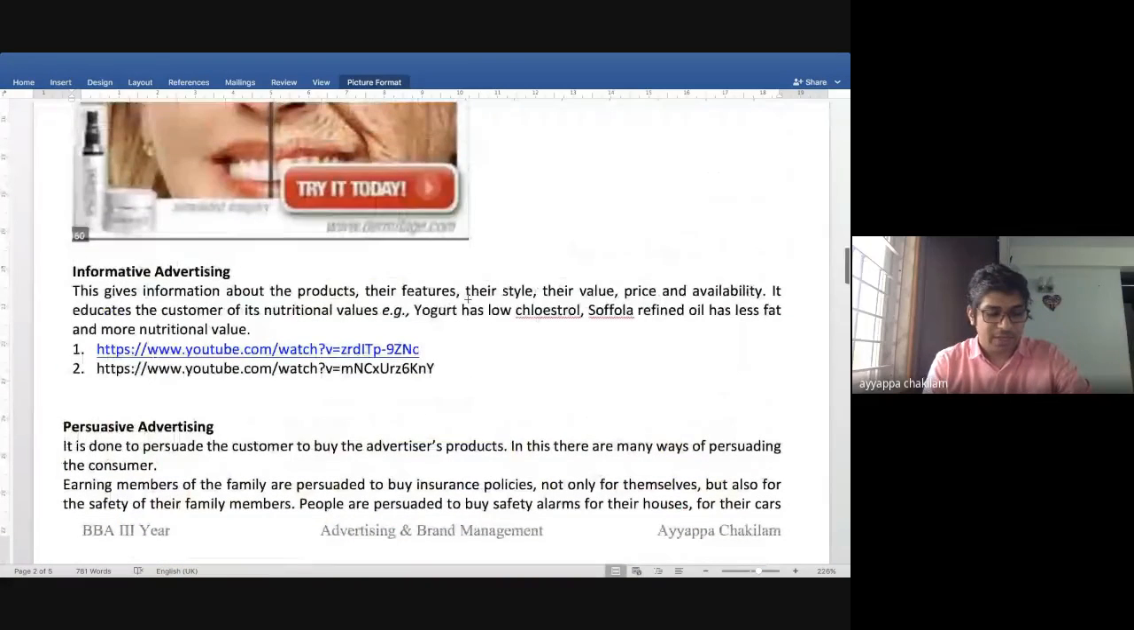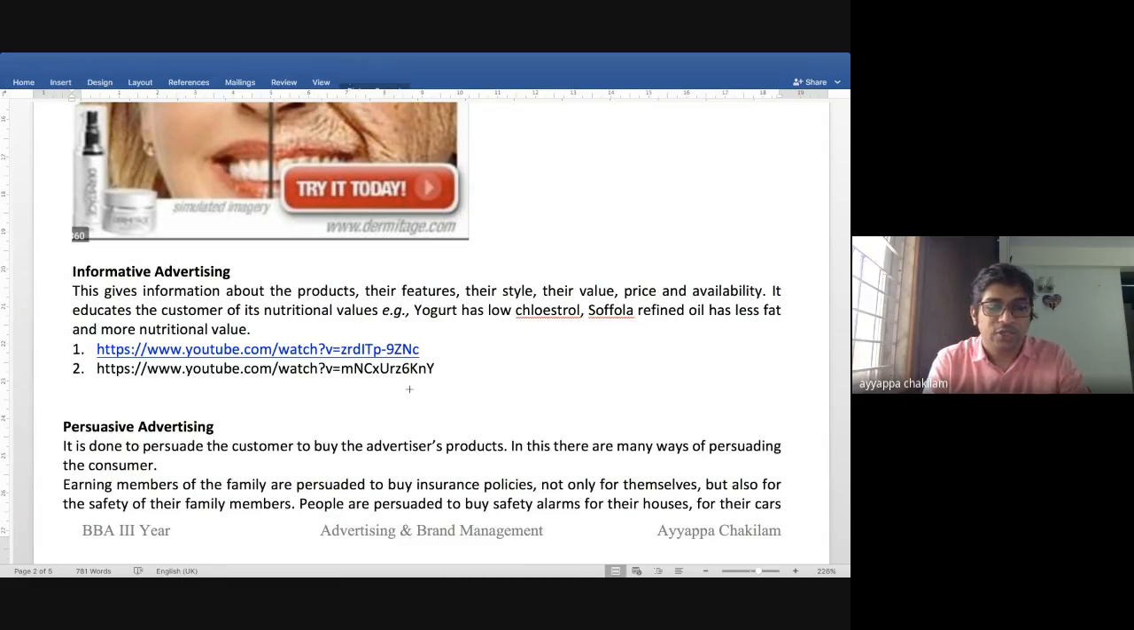So the next one is informative advertising. Informative, as the name suggests, gives information about the products: the features, their value, their price and availability. It educates the customer about nutrition values. For example, yogurt has low cholesterol, Saffola refined oil has less fat and more nutrition value. It just gives information, tells the attributes and features of the product, and the benefits the consumer gets after using the product. So that is informative advertising.